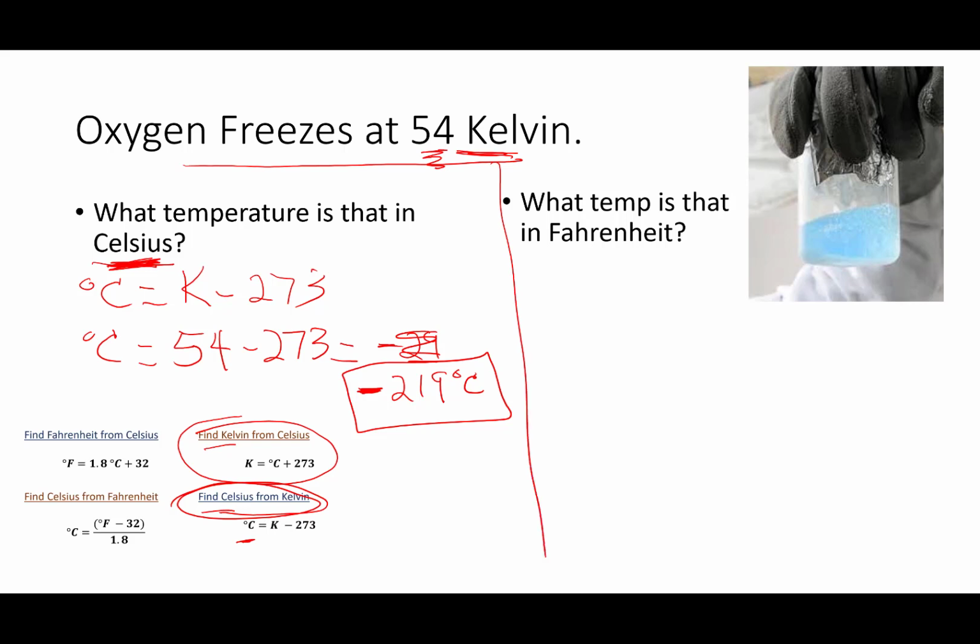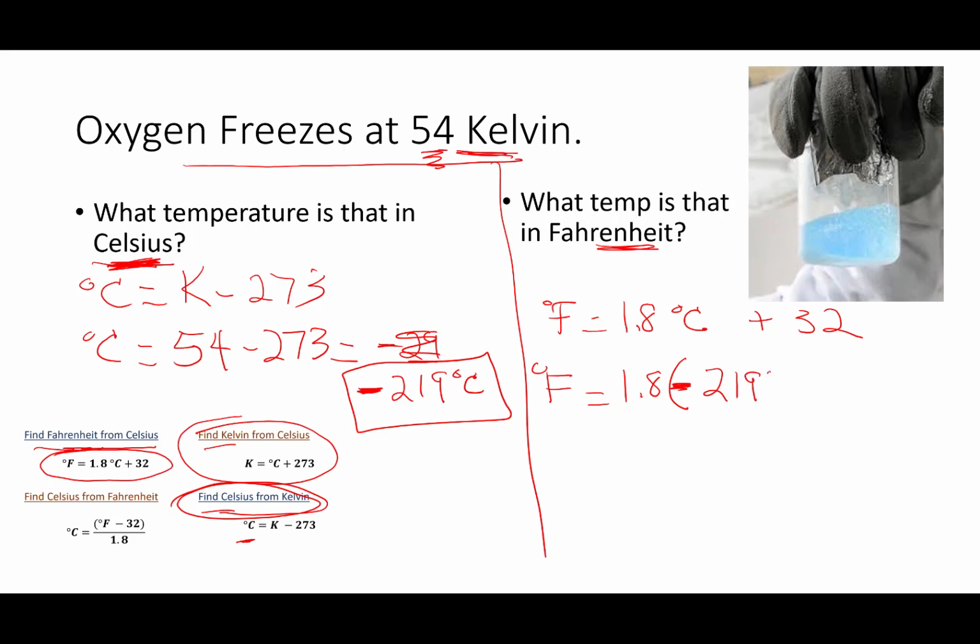The second part of this is what temperature is that in Fahrenheit? Well, we're going to find Fahrenheit from Celsius, so this is the equation we want. Degrees Fahrenheit is 1.8 times degrees Celsius plus 32. So this is going to be 1.8 times a negative 219 plus 32. So we always do the multiplication first, then we do the addition.